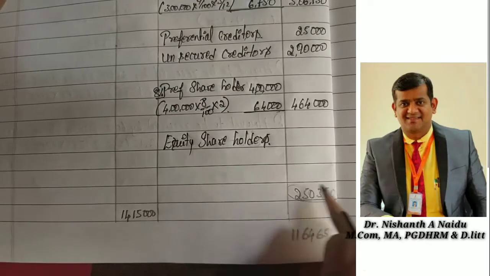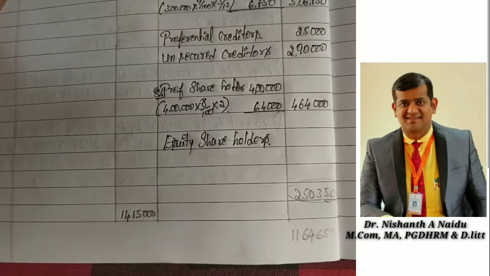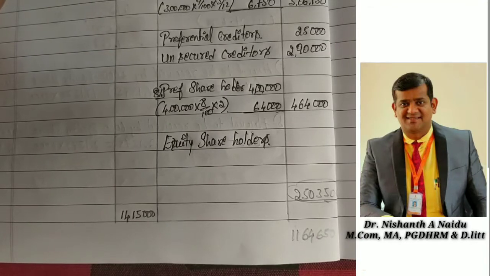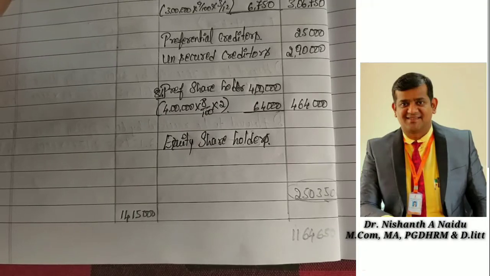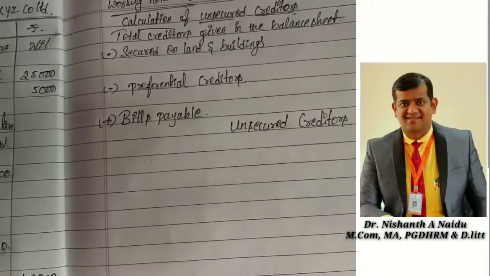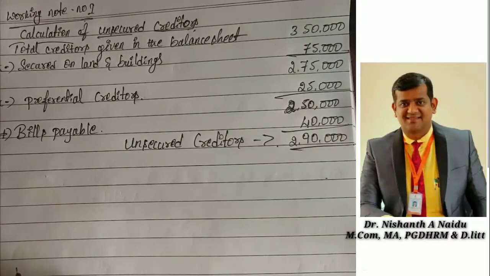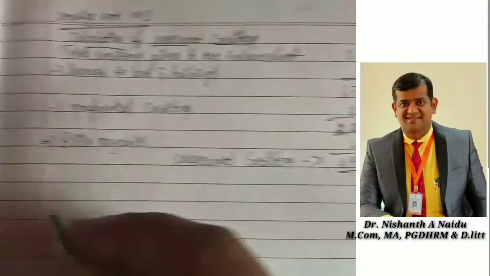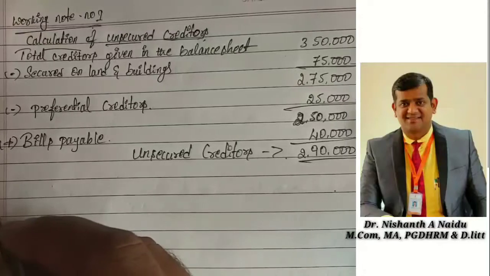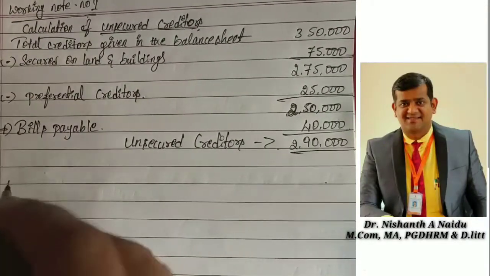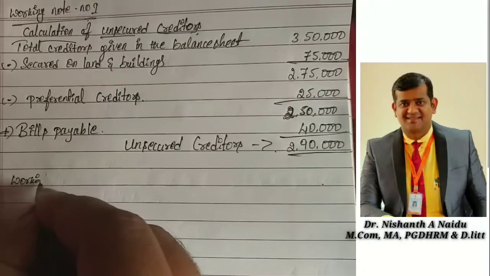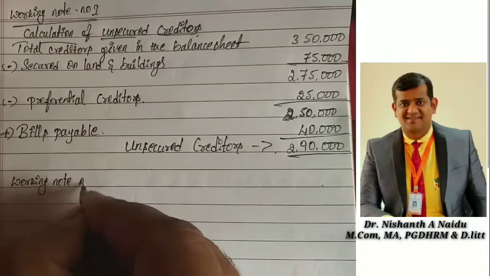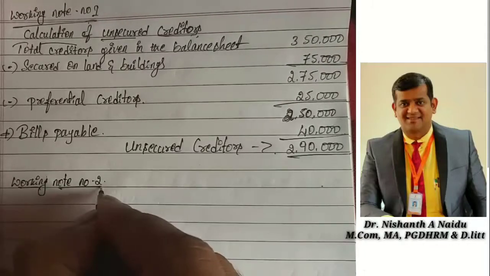So in such a case, I have to do a working note. I have to identify loss per share. Then I have to check whether brought in or received by the equity shareholders. That working note we have to do. So let us do that working note. Working note number 2.